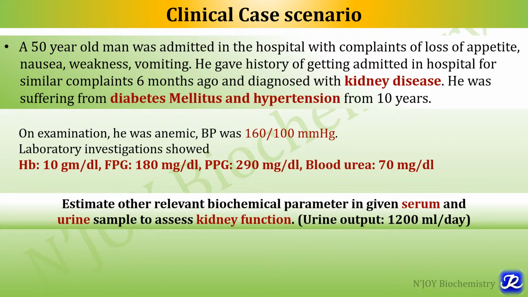So in this case, the patient is already diagnosed with kidney disease. He has the history of diabetes mellitus and hypertension, and investigations are also supporting that he has diabetes mellitus and hypertension, and one parameter of kidney function, that is blood urea, is already given here. So the other relevant biochemical parameter here is creatinine. So here we have to estimate the creatinine in the serum sample, in the urine sample, and also we have to calculate the creatinine clearance.